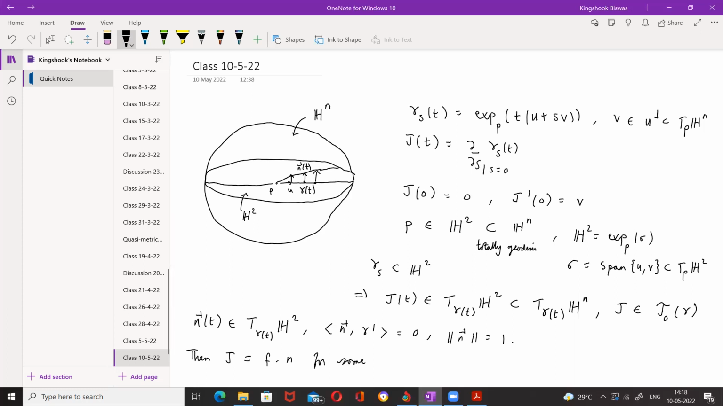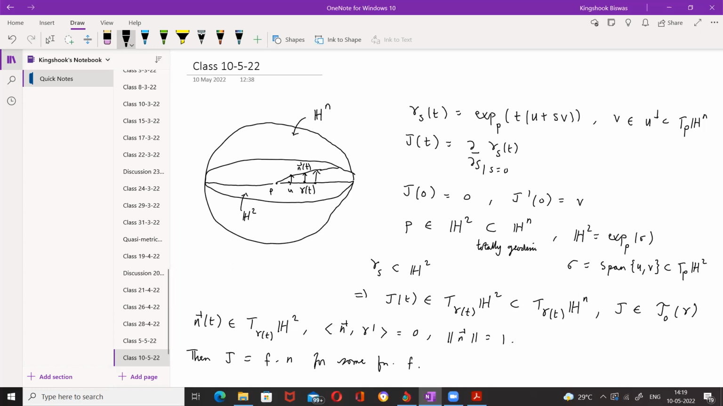So the N of T that I am choosing, I need to choose it smoothly, right? Sure, yeah. There are two options always, plus and minus. There's just two, right? Once I insist that N of T is continuous, then it's uniquely determined, right? Continuity will imply that it's uniquely determined.